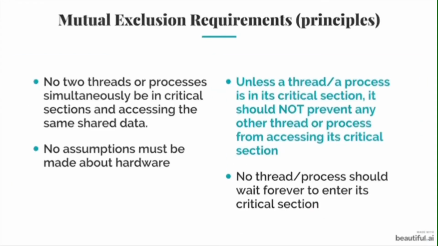This requirement says that unless a thread or a process is in its critical section, it should not prevent any other thread or process from accessing its critical section. This principle was violated by strict alternation, and it actually caused busy waiting that we were just talking about.